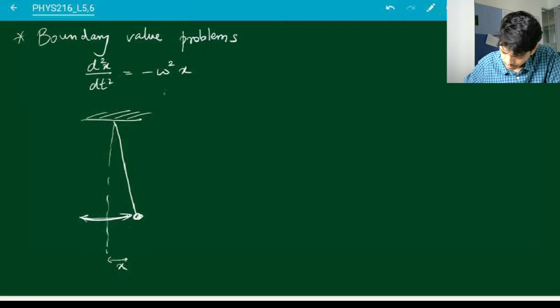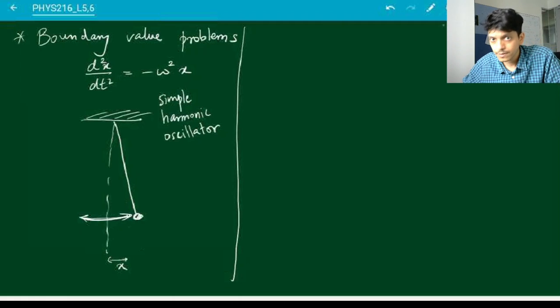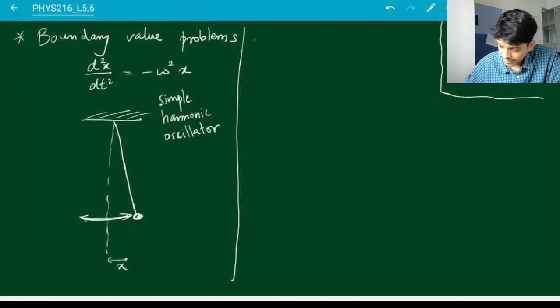So this is your simple harmonic oscillator. So you need two conditions because this is a second order differential equation. What kind of conditions can we have? So you can either have initial conditions.